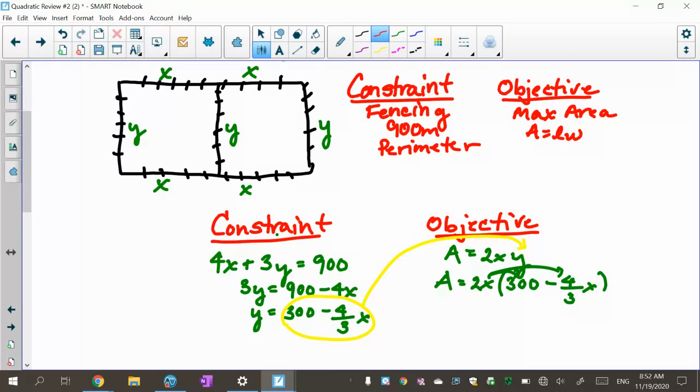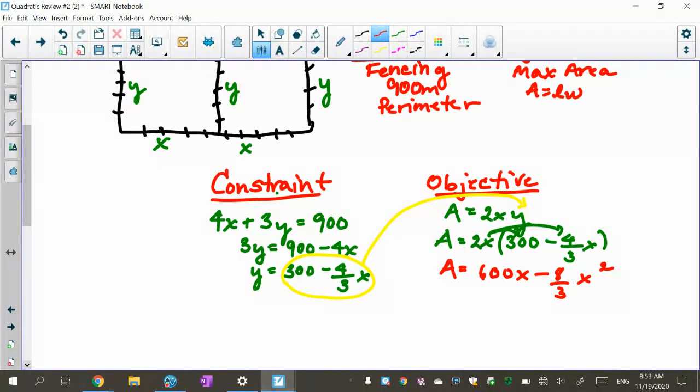Okay. So the area is going to be 600x minus, now if you multiply that fraction by 2, it's like 2 over 1, that's going to be minus 8 over 3 x squared. Okay, now I see that this is a parabola, or a quadratic function, if you will, and it opens downwards because my a is negative. So I'm going to have a max, and so I want to find the max area.